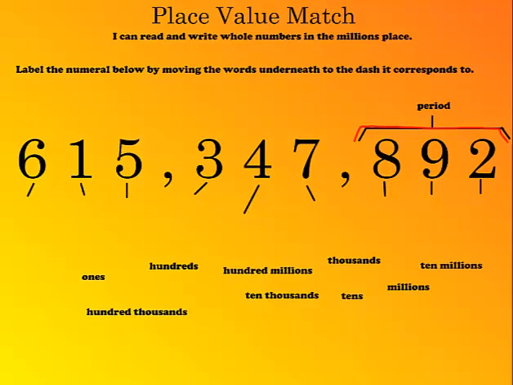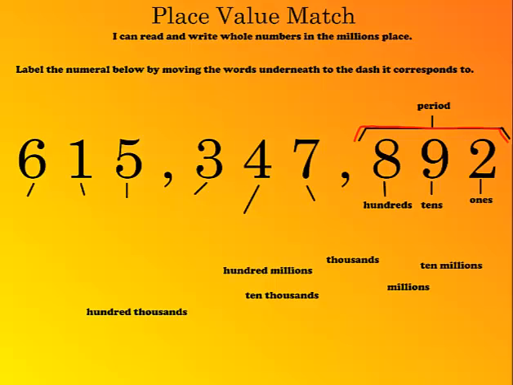And then we can go through and we can name each place value. We start with the ones. Next is the tens, and then the hundreds. Notice there's a comma, so we separated the period. Now we're in the thousands period.